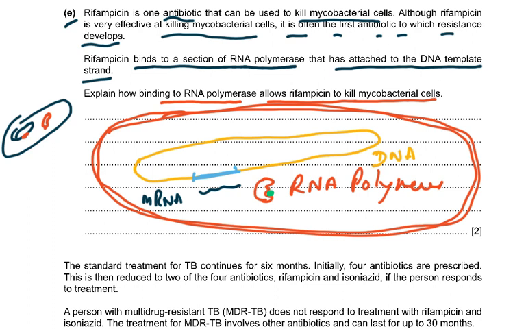Now explain how binding to RNA polymerase allows rifampicin to kill the bacterial cell. Why would the bacteria be destroyed? Because no mRNA would be made, so no proteins would be made. And the bacteria needs proteins for its growth. It requires the enzymes for growth, for replication, for its own metabolism. So no proteins will be made because the RNA polymerase is not functioning.